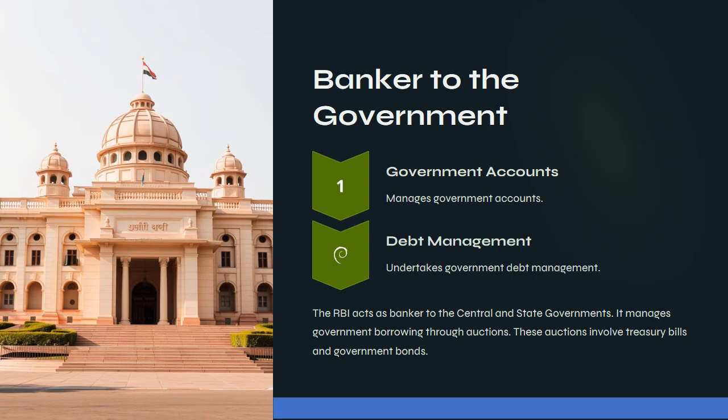The next one is debt management. Whenever there is a debt incurred by the government, it is ultimately undertaken by the RBI, and so the RBI acts as one of the very important organizations on which the government depends for its regular activities.